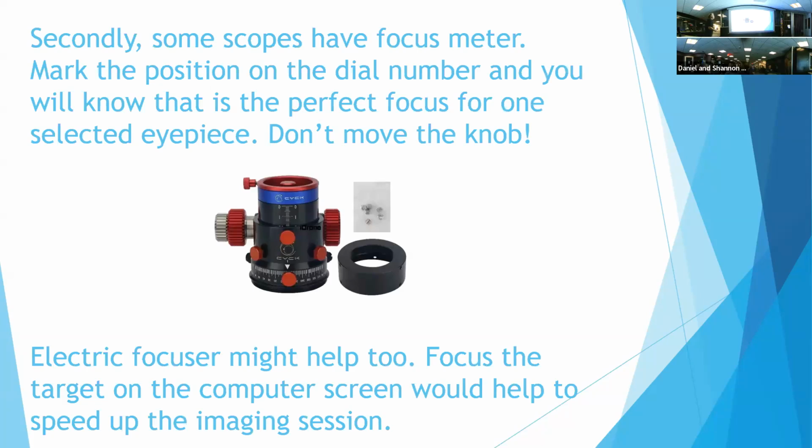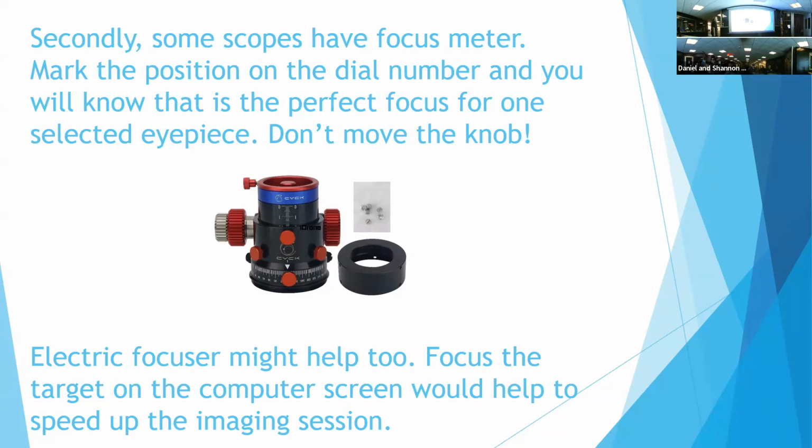Now, another option is that some telescopes have a focus meter. Mark the position of the dial number, and you will know that it's the perfect focus for the one selected eyepiece that you use, and do not move the knob. Here's, for example, one of the focus meters. You see this meter right here? If you turn the knob, it goes up and down, then you can mark exactly where the perfect focus is according to the eyepiece that you use or you're planning to use. So once you get a focus, do not touch the knob, and that's it. So that's one of the options there.